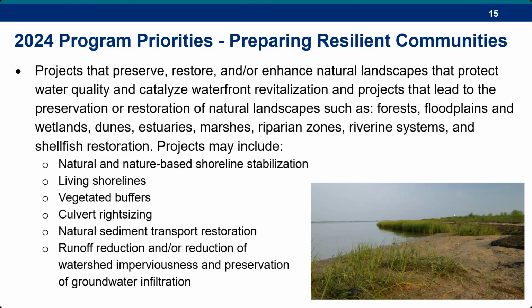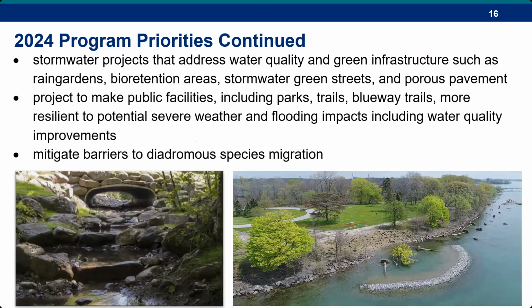Runoff reduction and/or reduction of watershed imperviousness and preservation of groundwater infiltration. Stormwater projects that address water quality and green infrastructure such as rain gardens, bioretention areas, green streets, porous pavements, and projects to make public facilities, including parks, trails, blueways, more resilient to potential severe weather and flooding impacts, including water quality improvements. And lastly, to mitigate barriers to diadromous fish species migration.